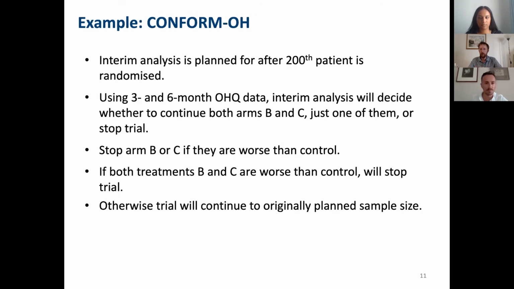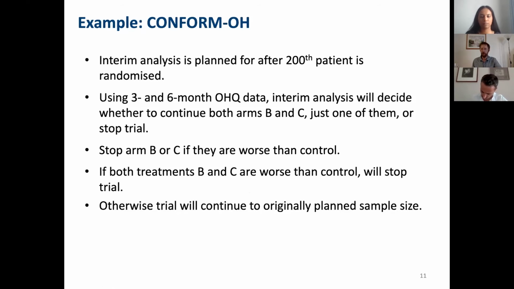And then we're going to use that to decide whether both of these experimental arms should continue, whether we maybe just continue one of them, or whether we stop the trial because neither of them are providing sufficient benefit. So we have quite a simple stopping rule in this case. We just look at the mean OHQ outcome at 6 months, and we stop any experimental arm in which that's worse than control. If both happen to be worse than control, we'll stop the trial.